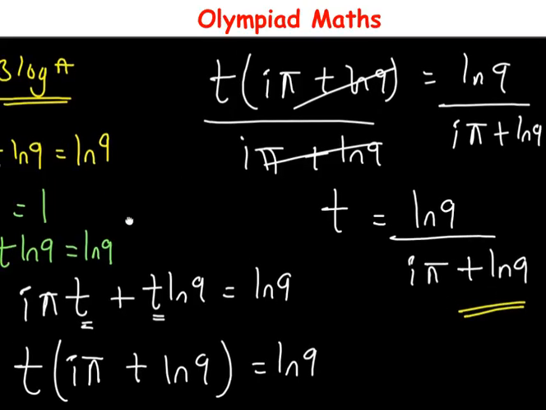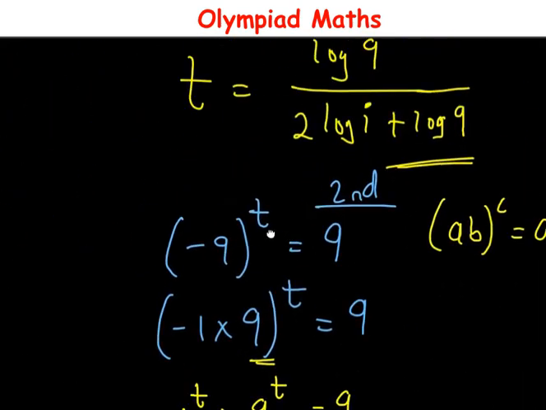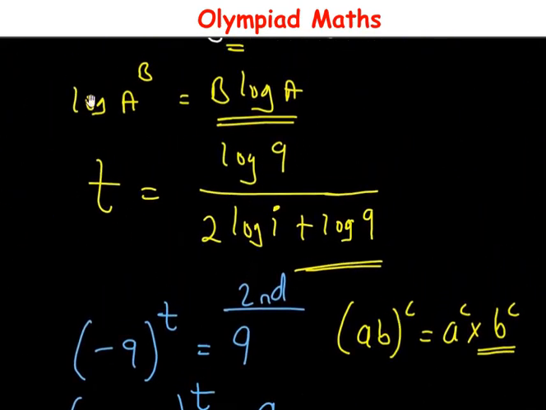Now for the first method, we got this solution right here. So these two solutions are the correct solutions for the value of t.